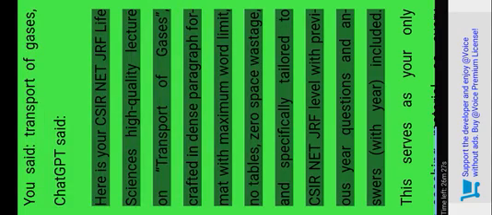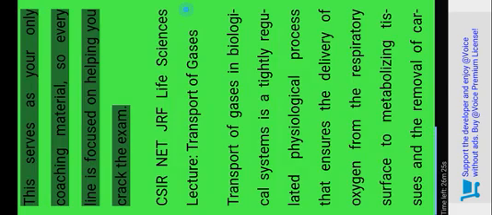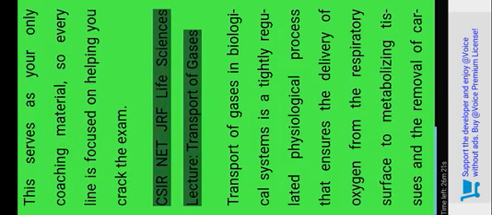Here is your CSIR-NET JRF Life Sciences high-quality lecture on transport of gases, crafted in dense paragraph format with maximum word limit, no tables, zero space wastage, and specifically tailored to CSIR-NET JRF level with previous year questions and answers with year included. This serves as your only coaching material, so every line is focused on helping you crack the exam. CSIR-NET JRF Life Sciences lecture, transport of gases.